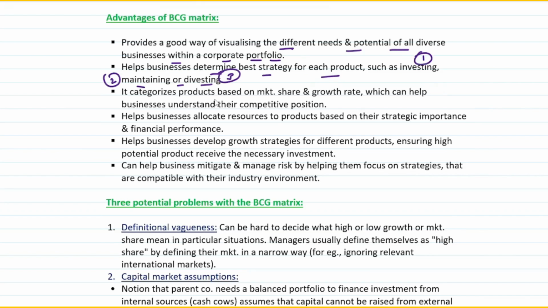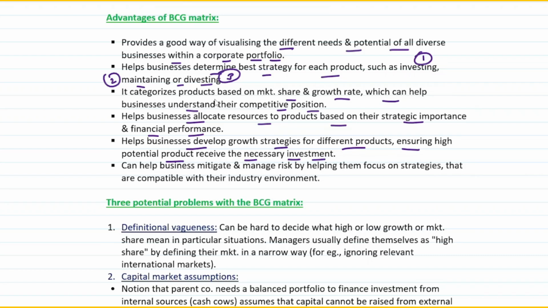Fine. It categorizes products based on market share and growth rate. That we already know. How can that help you? It can help businesses understand their competitive position. So market share and growth rate, with the help of the BCG matrix, can help you know where exactly you stand in a competitive world. It helps businesses allocate resources to products based on their strategic importance and financial performance. Then it helps businesses develop growth strategies for different products, ensuring high potential products receive the necessary investment. So you analyze which products are doing well, and with the help of this BCG matrix you can make sure which product needs the maximum allocation of funds or resources.